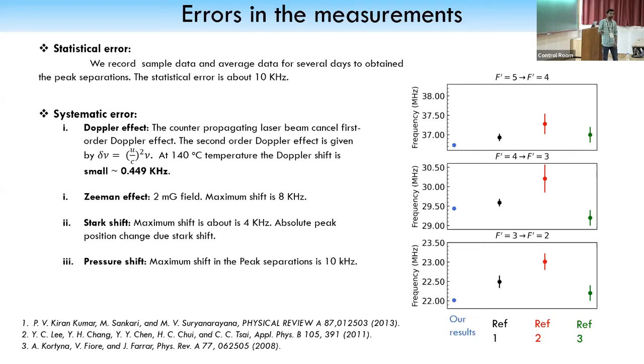So including all the systematics and the statistical error, this figure shows the comparison of our values with all the earlier measurements. Our error bars are so small that you cannot even see them here. So it's at least 10 times better than all the earlier measurements.